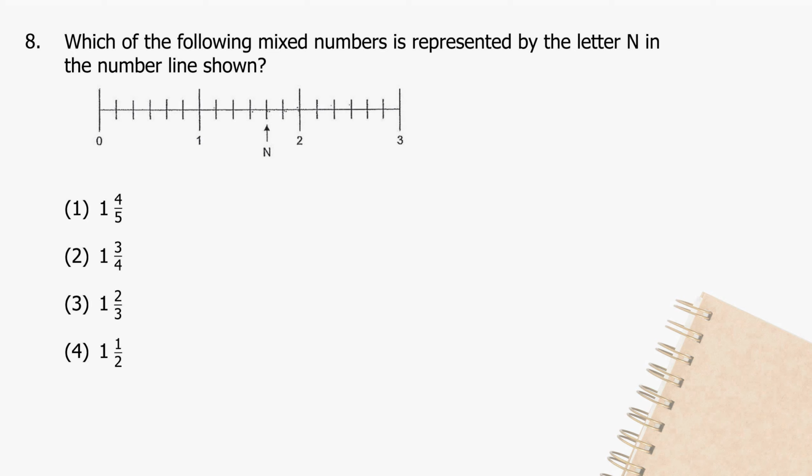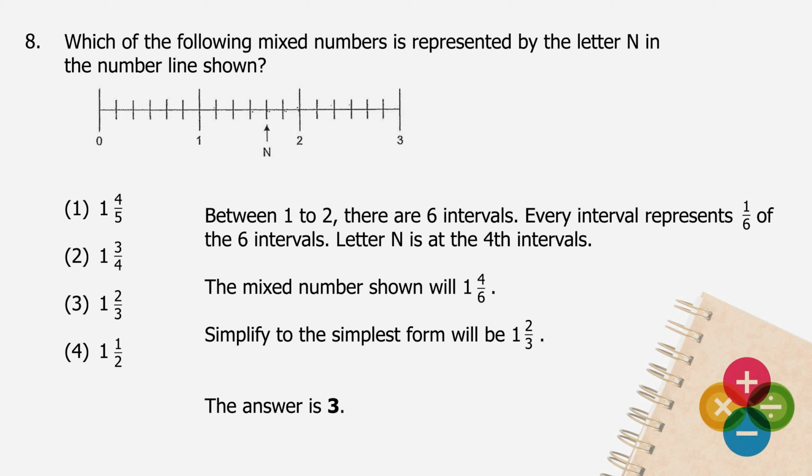Question 8. Which of the following mixed numbers is represented by the letter n in the number line shown? Between 1 and 2, there are 6 intervals. Every interval represents 1/6. Letter n is at the 4th interval. The mixed number shown will be 1 and 4/6. Simplified to the simplest form, it will be 1 and 2/3. The answer is 3.